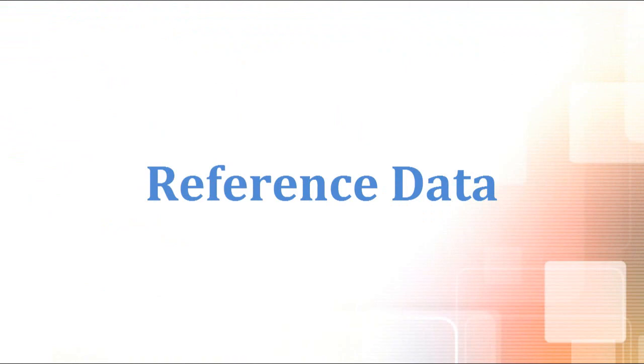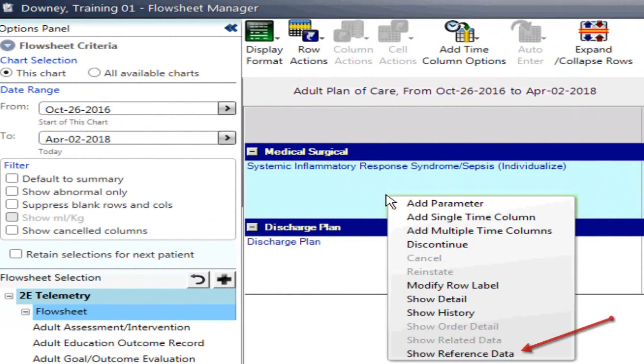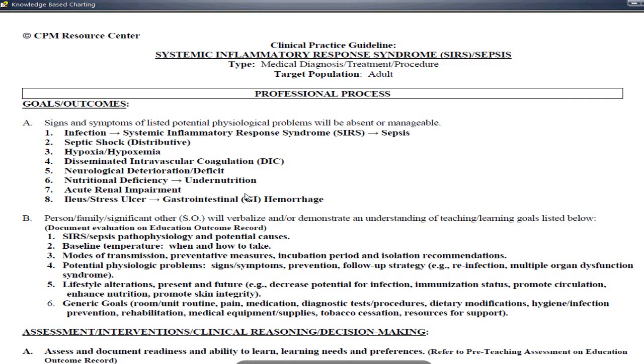Let's take a look at the reference data attached to our CPG we just added. You may right-click on the green parameter and choose Show Reference Data. This will show you the CPG for SIRS. It will also show you any CPG that is related to that reference data.